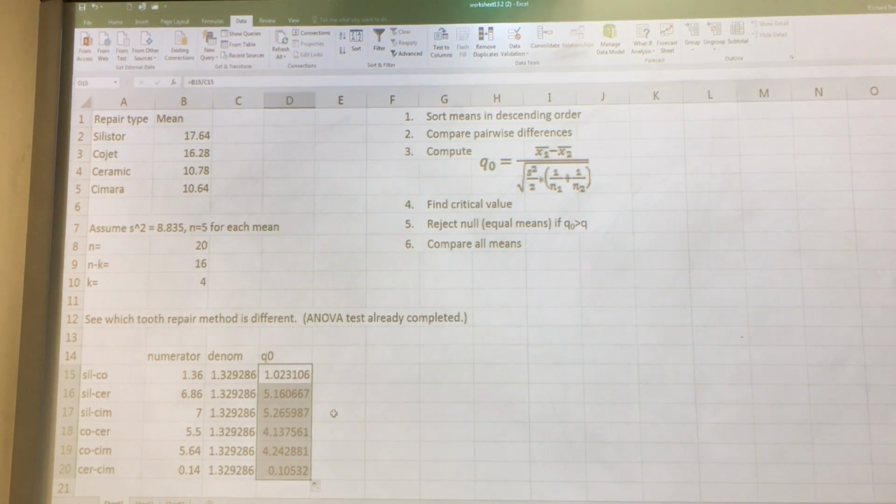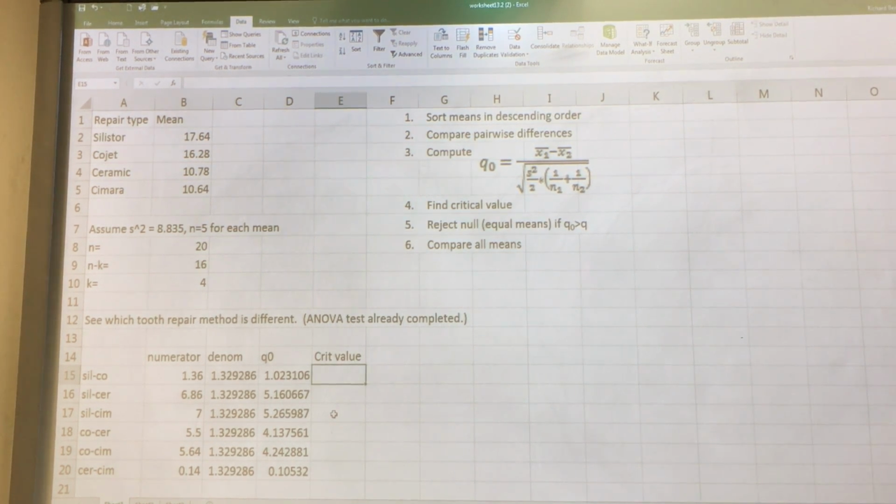Everybody with me? All right, so the next thing I need to do is I need to find my critical value. How did you do the Q naught? Numerator divided by denominator. Are you good? Oh, I don't have the numerator. But you understand what we're doing.